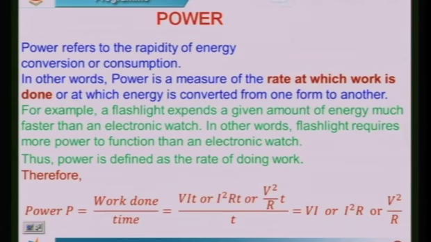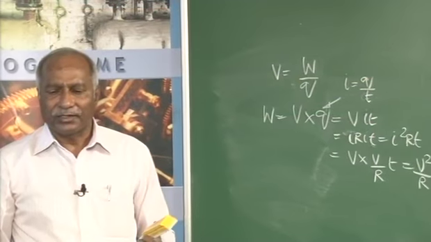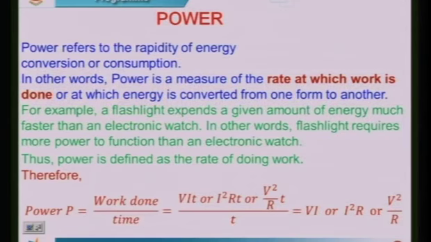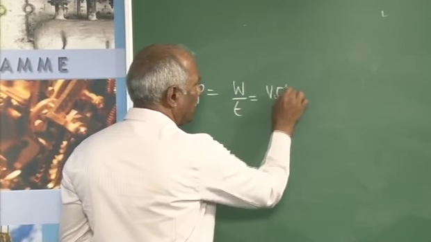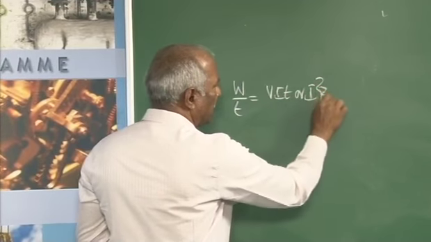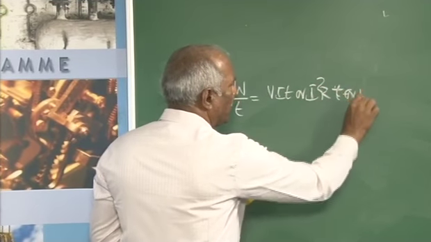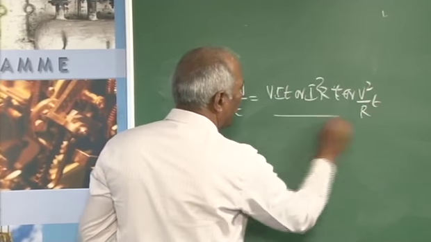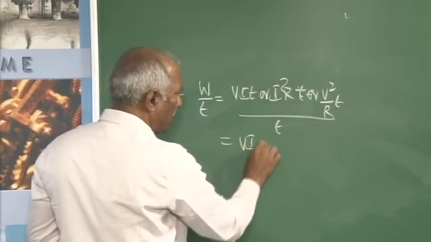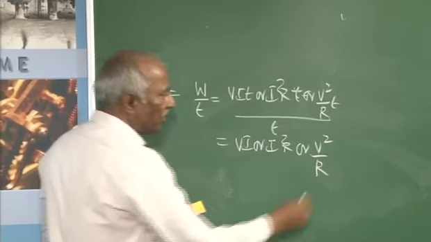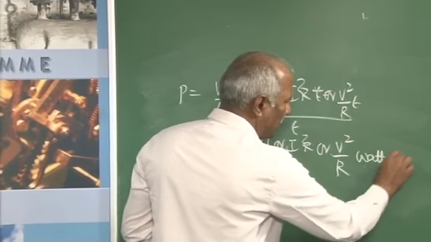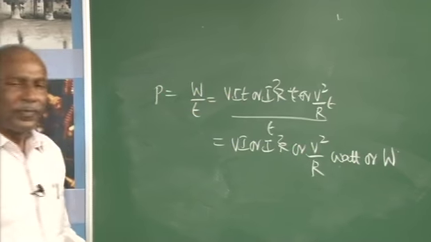When it comes to power, it refers to the rate at which work is done. So power will be equal to the energy divided by the time. This will be VIT or I square RT, or V square by R into T, divided by T. With that it works out to be VI, or I square R, or V square by R. The unit is the watt, indicated by W.